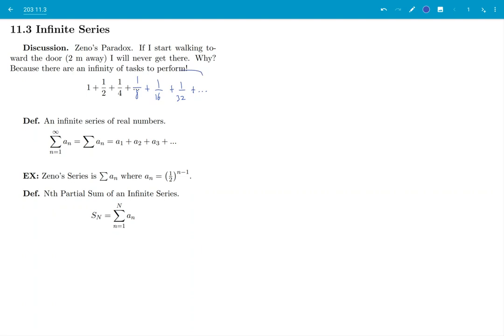Well, if I have your attention up here, what is that first 1? Well, I can write that as a half to the power of 0. And then the half right here, that's a half to the power of 1. And then the quarter, that's a half squared. And then the 1 over 8 is a half cubed, and so on and so forth.